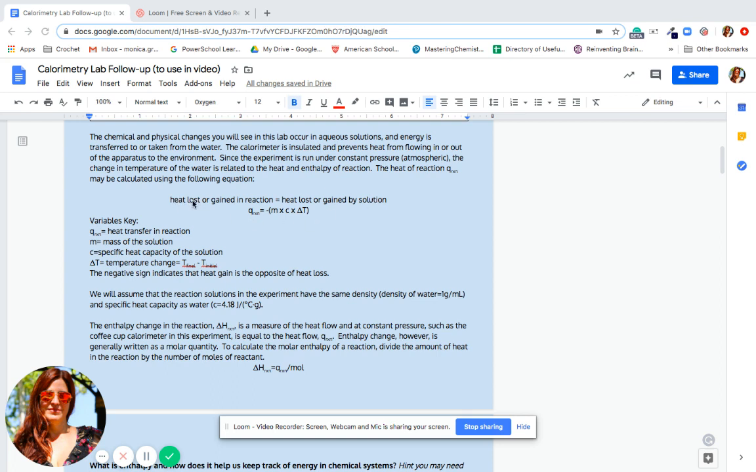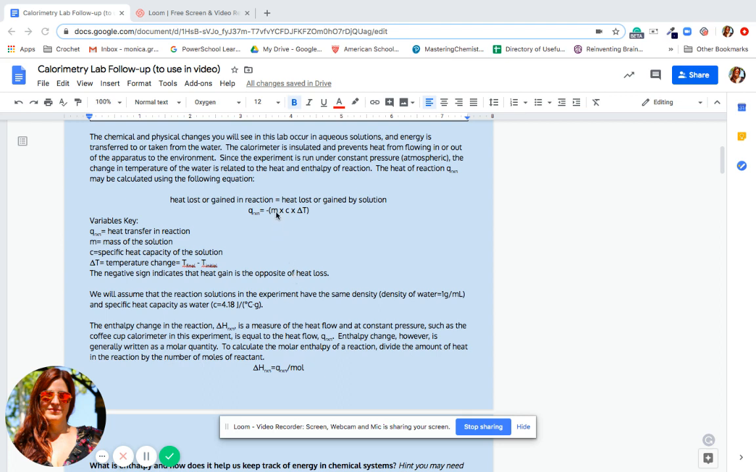That if the heat was lost in the reaction, then the heat will be gained by the solution. And the opposite, if the heat was gained in the reaction, it means that heat was lost by the solution. That's why we need this negative here to indicate that the heat gain would be opposite to the heat loss, as stated on this sentence right here.